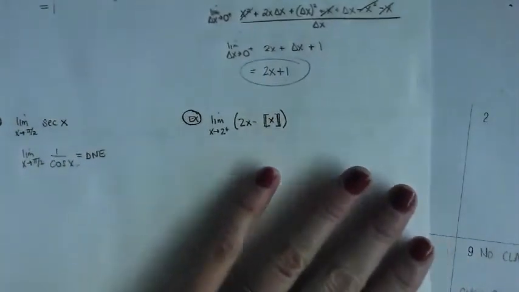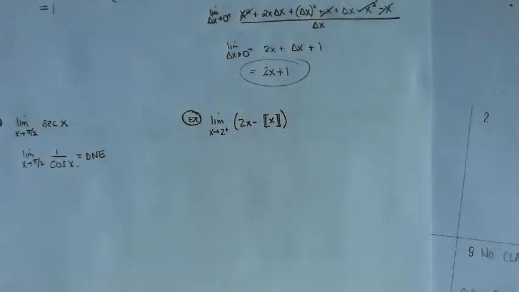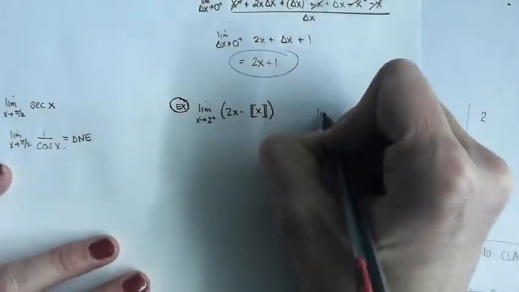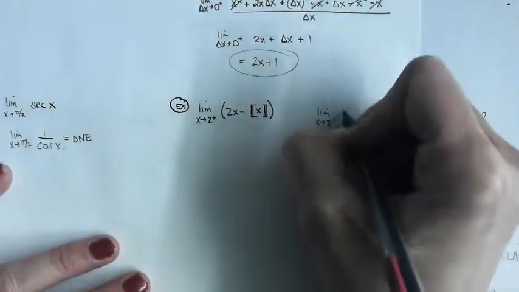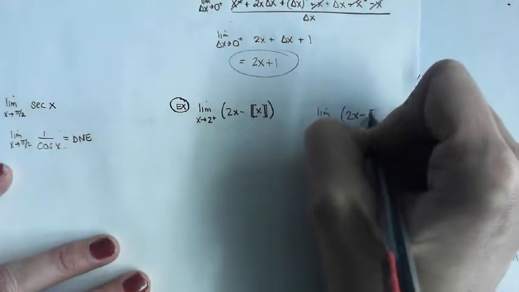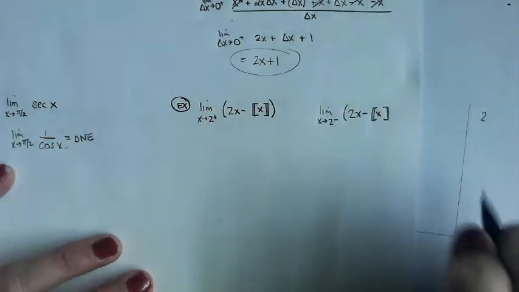And then this last one is the greatest integer function, which wants to know our limit as we approach 2 from the right. Once we do that, I'm also going to explore what happens if we approach 2 from the left on the same function, because I think this is kind of an interesting function to take a look at.